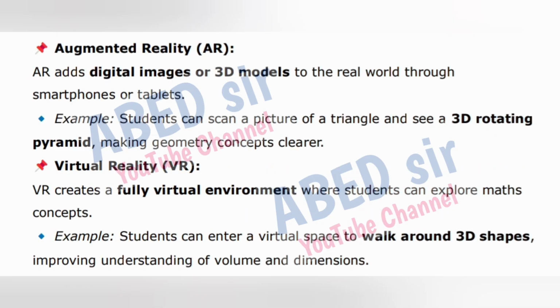Augmented reality, AR. AR adds digital images or 3D models to the real world through smartphones or tablets. Example: students can scan a picture of a triangle and see a 3D rotating pyramid, making geometry concepts clearer. Virtual reality, VR. VR creates a fully virtual environment where students can explore maths concepts. Example: students can enter a virtual space to walk around 3D shapes, improving understanding of volume and dimensions.